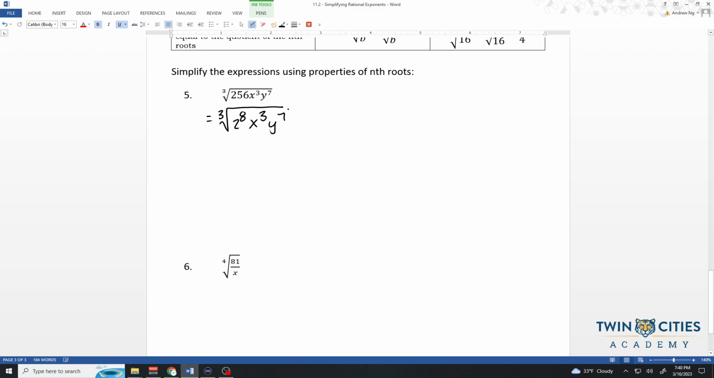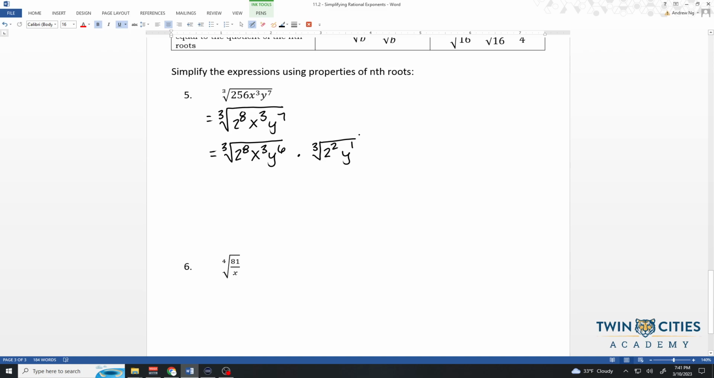Now I'm going to break that up a little bit. And this will be the cube root of, watch what I'll do here, 2 to the 8th. I'm going to break that up to 2 to the 6th times 2 to the 2nd. So 6 and 2 together would make 8. And I'll have another cube root. I'm going to multiply these together, where this will be 2 to the 2nd power. X to the third, I'll leave as is, and y to the 7th, I'll say that this is y to the 6th, and I'll have an extra y to the first, or just y over here.